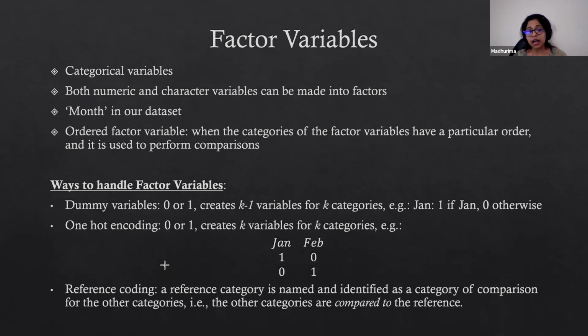A cool thing about R is you can specify in R how you want to encode it, but R automatically tries to encode all these categorical variables into factor variables, and you explicitly don't have to do it if you don't want to.